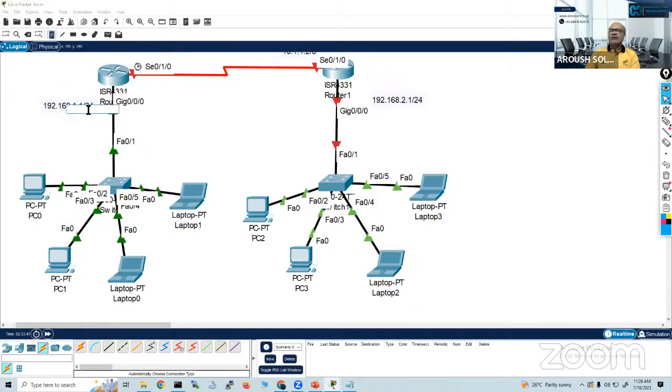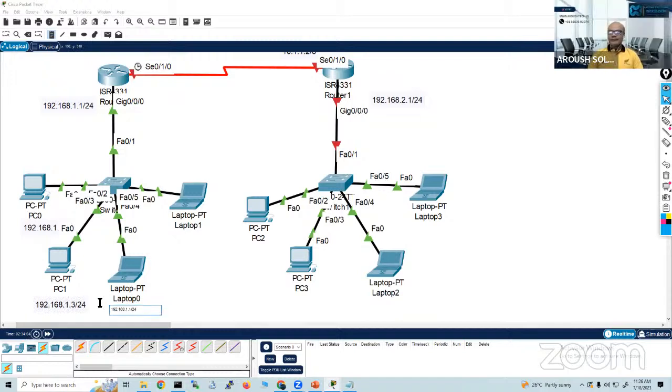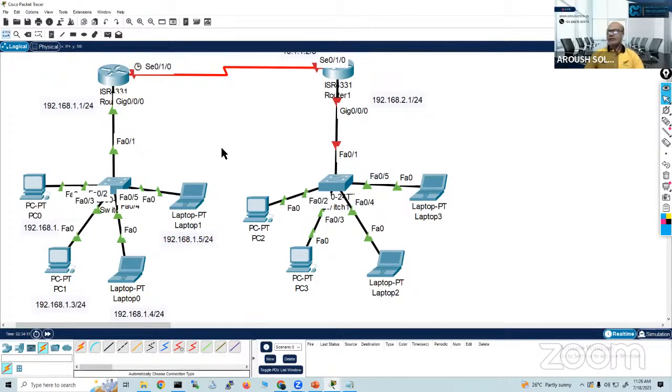So what is the IP address for this PC? This is 2, right? And this one is 3, and this one is 4. I will send you this topology, guys. I will send you this entire file. Okay, 1.5. Right, so everybody has communication now.